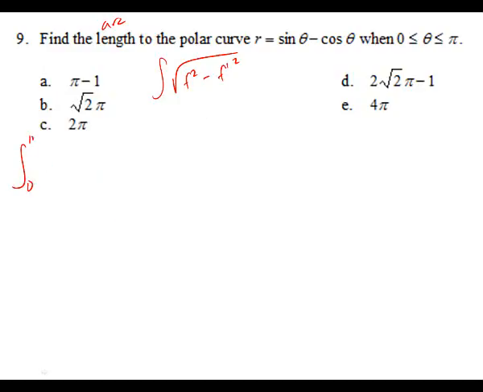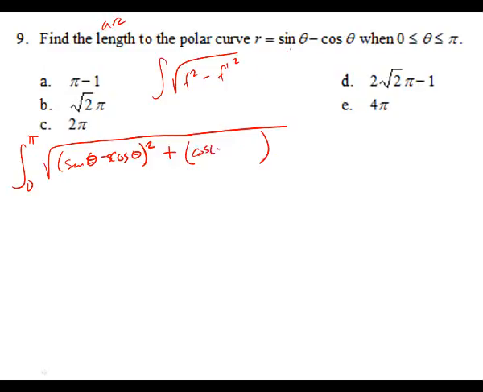So I know I'm going from 0 to pi. I'm going to do the square root of sine theta minus cosine theta squared plus the derivative. So what's the derivative of sine? Cosine theta. What's the derivative of negative cosine? Positive sine theta squared d theta. Okay. It looks like I'm going to have to FOIL both of those.